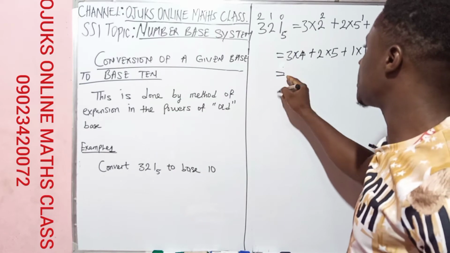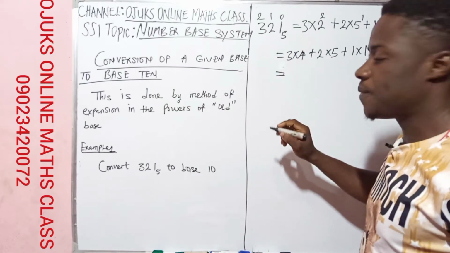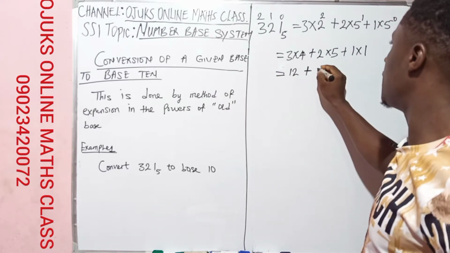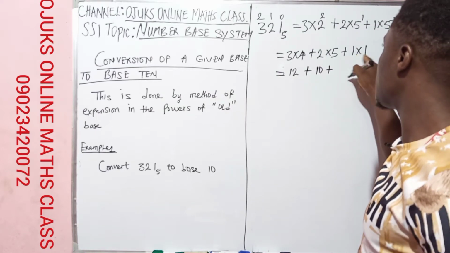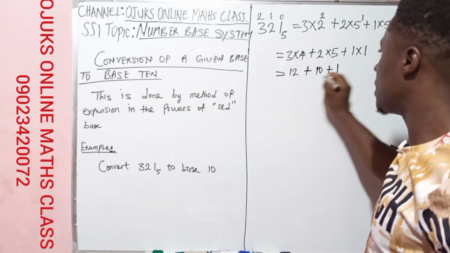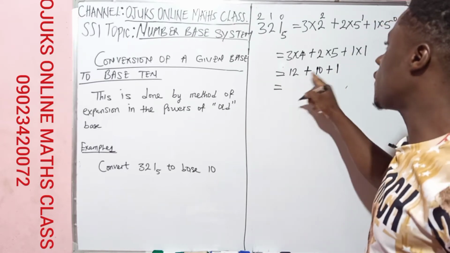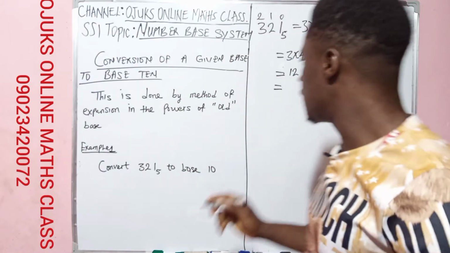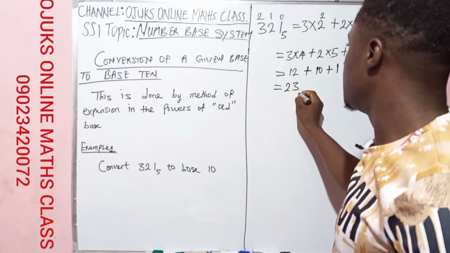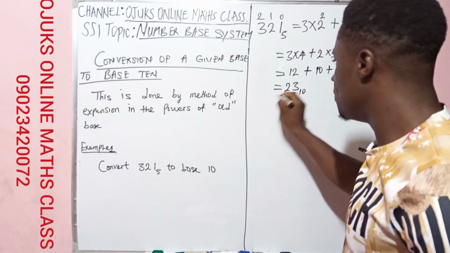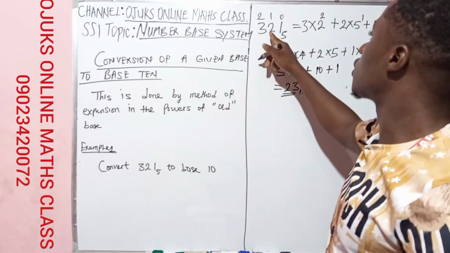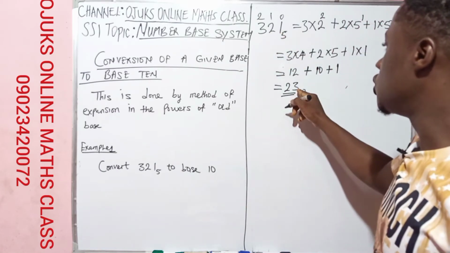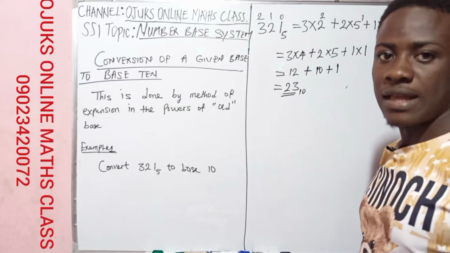So if we keep on processing this, 3 times 25, we are having 75, plus 2 times 5, we'll have 10, then plus 1 times 1 will give us 1. So if we solve further, 75 plus 10 will be 85, then 85 plus 1 will give us 86. Remember, we just converted to base 10. So converting 321 base 5 to base 10 gives 86 base 10.